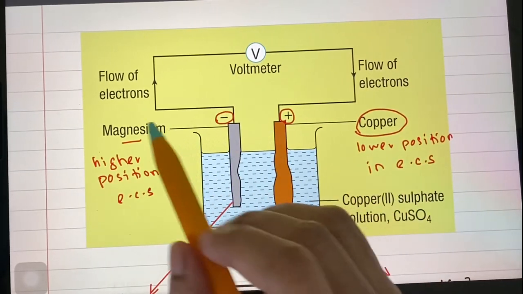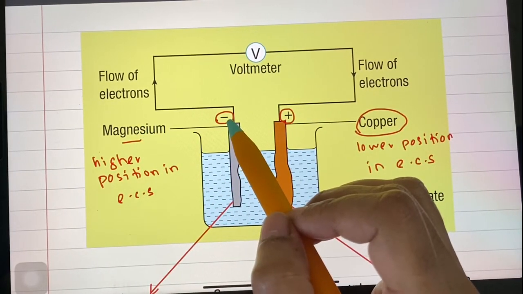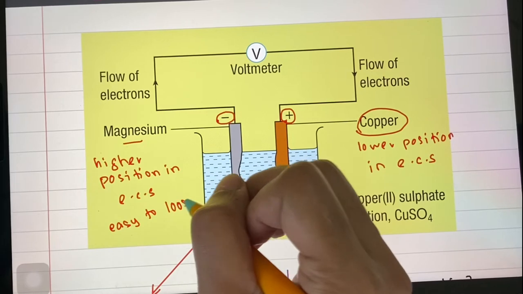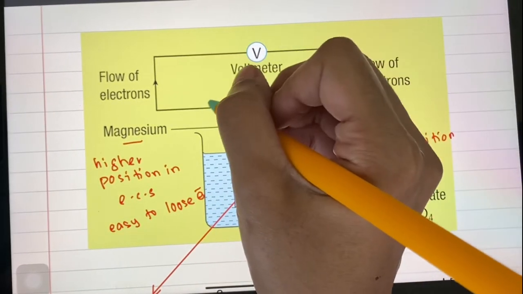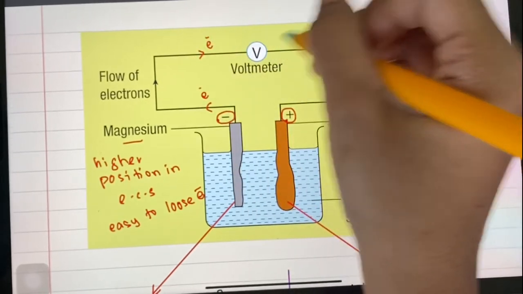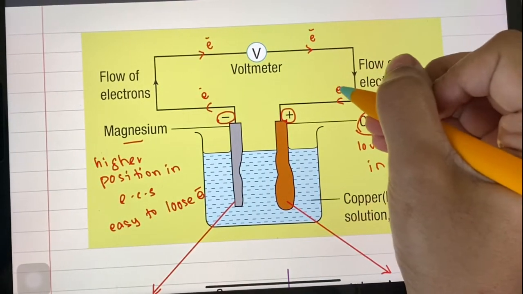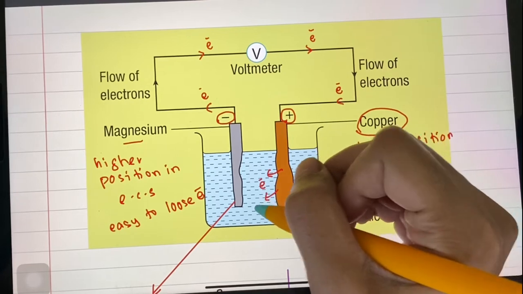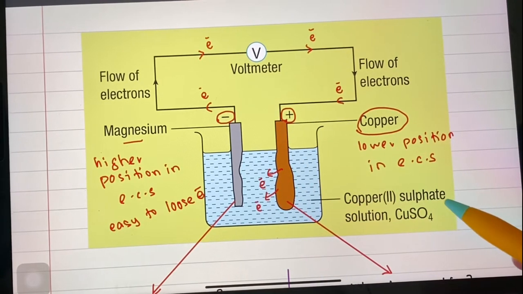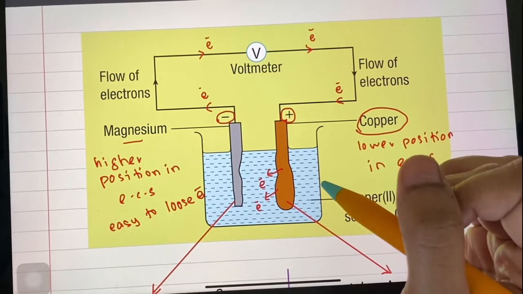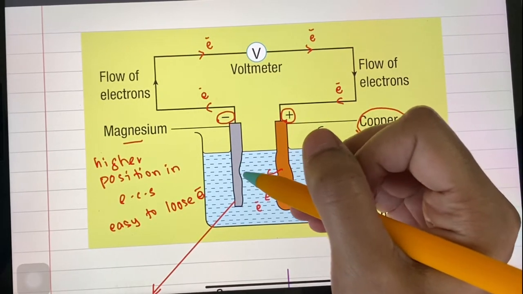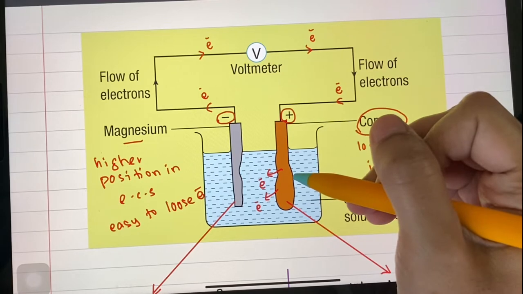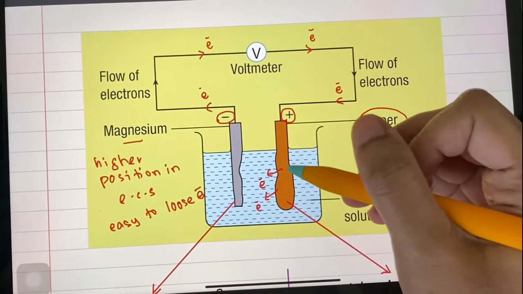As we know, if magnesium becomes the negative terminal, the higher the position in the ECS, the easier it is to lose electrons. So magnesium will lose its electrons and the electrons will flow through the external circuit to the copper electrode and then to our electrolyte, copper sulfate. After some time you can see that the magnesium becomes corroded. Alright, it becomes smaller, while the copper electrode becomes larger.